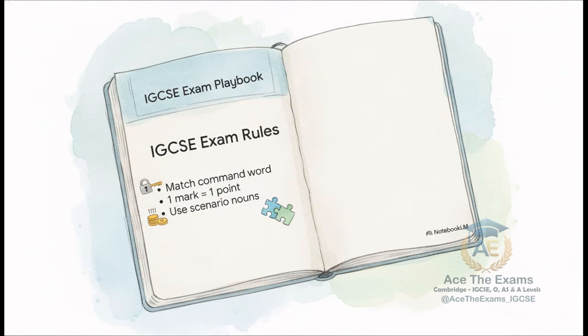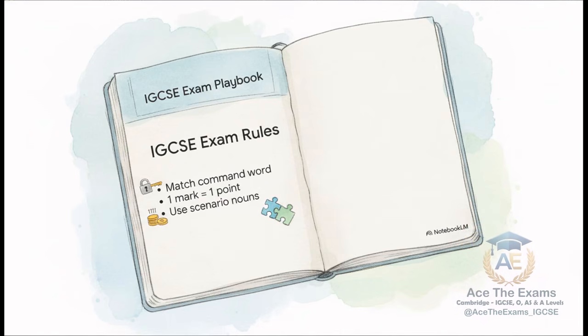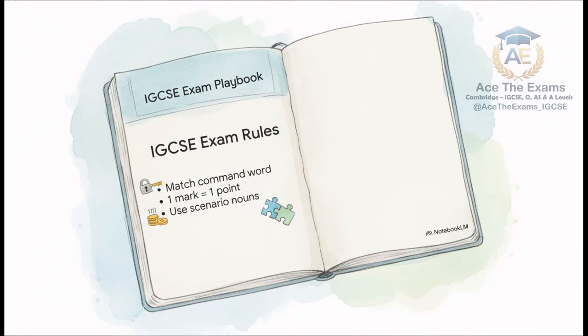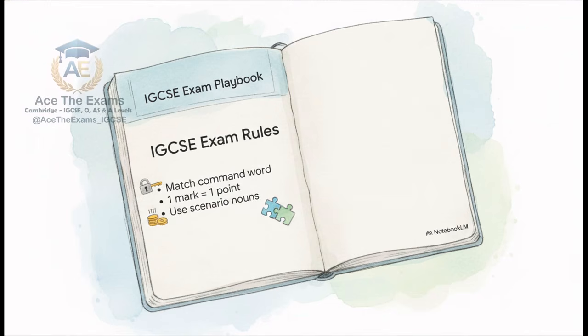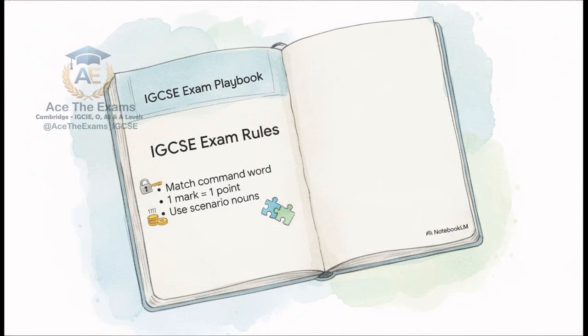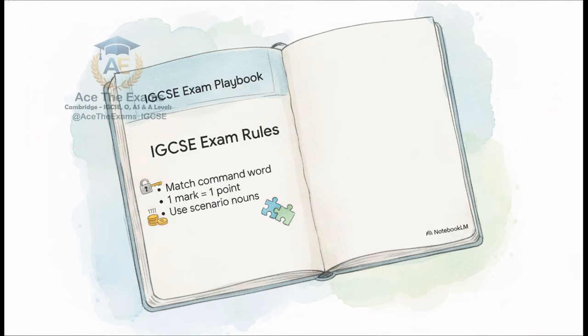So let's quickly hit our IGCSE exam strategy rules. If you want to think like the person grading your Paper 1, you've got to memorize these three rules. First, match the command word. State just requires a brief fact, but describe means you need characteristics. Second, one mark equals one distinct technical point. Please don't just repeat the same idea using different words. And third, apply every single answer to the specific scenario nouns given in the exam prompt. If they ask about a hospital network, you'd better be talking about that hospital.